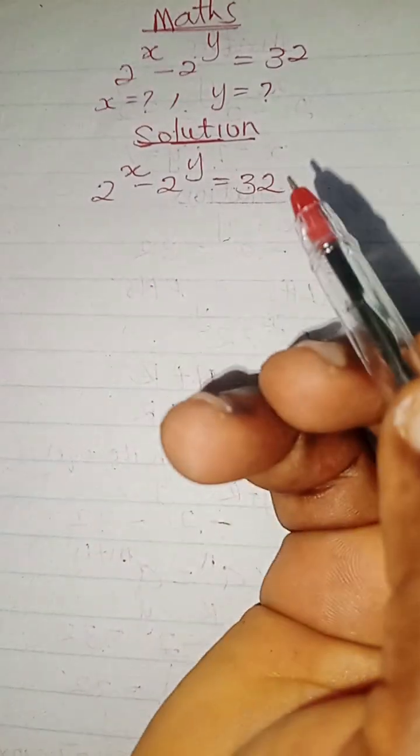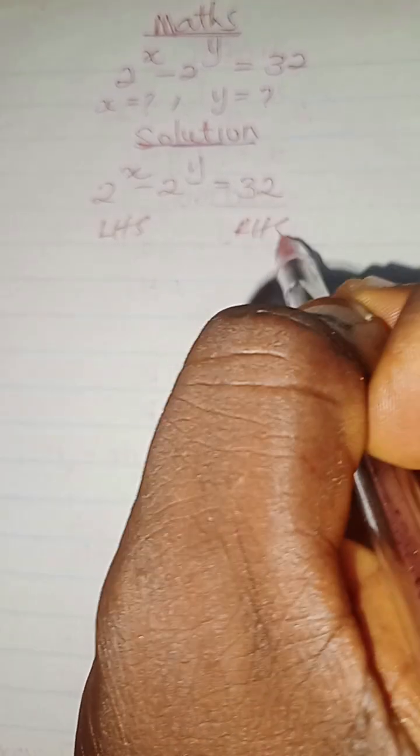So here you have this is equal to 32. This is your left hand side, while this is your right hand side. Now, what's the first thing to do? Look at your right hand side. Here you have 32 on your right hand side. Please listen to this explanation.